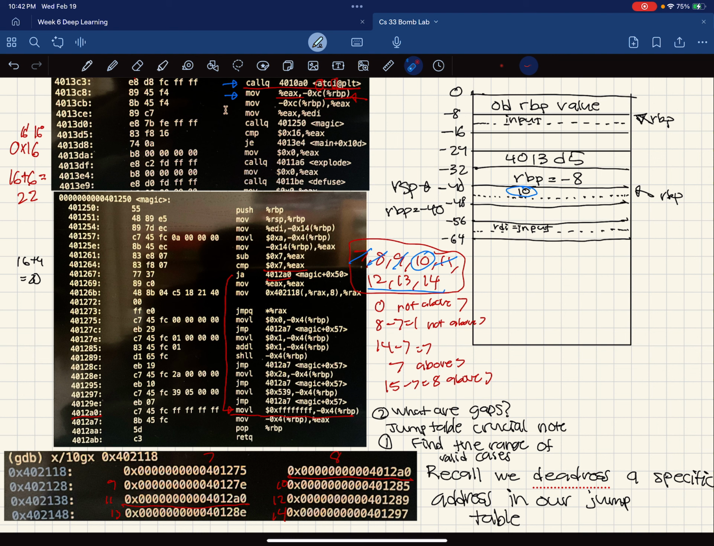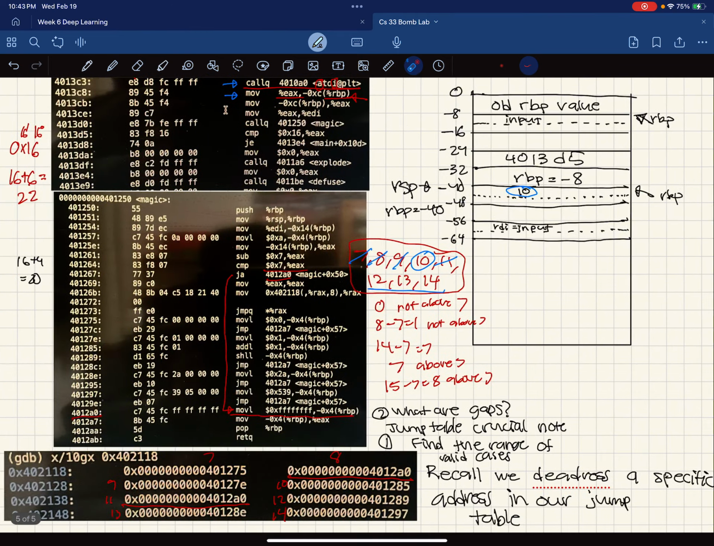Just to make this more clear, you might be a little confused. Like, what happens if we don't have a star here? Without the star, it would try to jump to the value in RAX directly rather than using it as a pointer to the destination address. So the star basically means we're dereferencing. We're using the value in RAX as a memory address to jump to. I hope that makes sense.